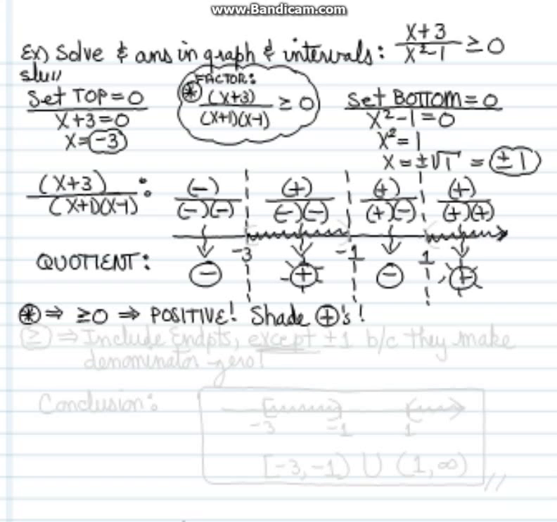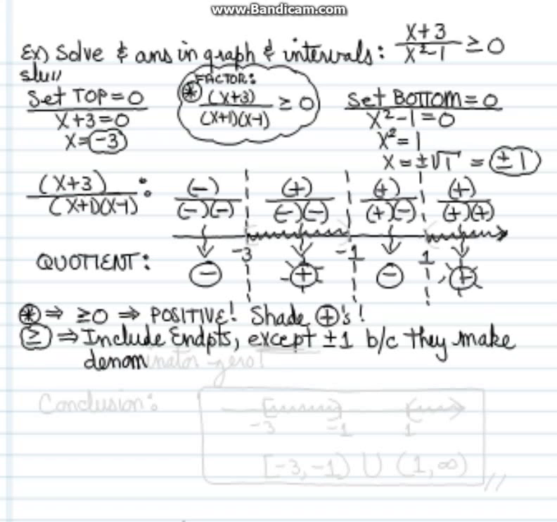Now let's consider the endpoints. We have greater than or equal in the original question, which means that we include our endpoints except any endpoints that make the bottom 0. Well, plus or minus 1 is going to make the bottom 0. I can see that in its factored form. So those values are not going to be included. They're going to get round brackets. So let's see what this looks like. Between negative 3 and negative 1, round brackets on the negative 3 and the negative 1, and shading in between, and then a round bracket on 1 and an arrow on the right side of that.